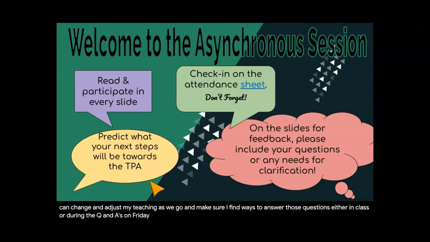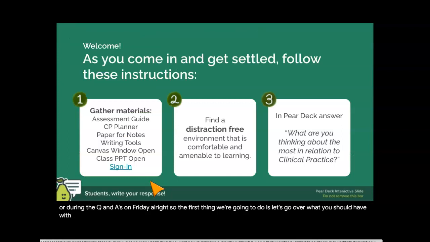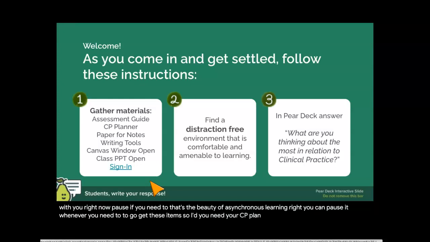All right. So the first thing we're going to do is go over what you should have with you right now. Pause if you need to. That's the beauty of asynchronous learning, right? You can pause it whenever you need to go get these items. So number 1, gather your materials. You need your assessment guide, you need your CP planner, and a notebook or anything for notes, unless you want to write in the CP planner. The back side is blank. You can use that for your notes.